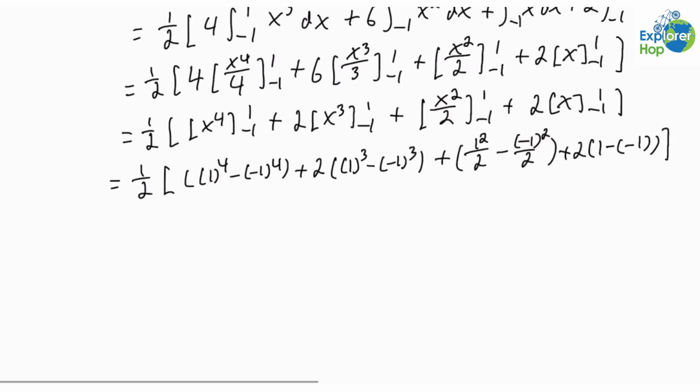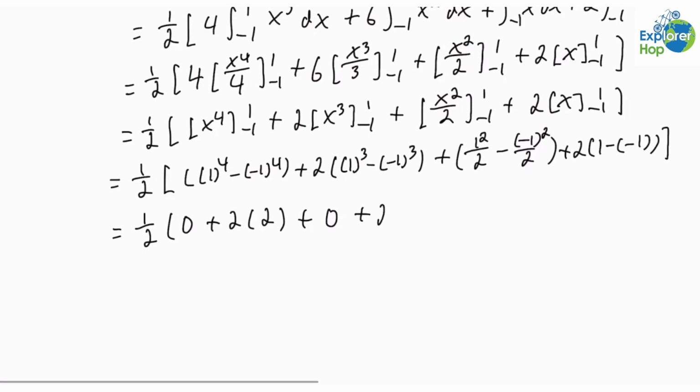And this is equal to 1/2 times 0 plus 2 times 2 plus 0 plus 2 times 2, which gives us 1/2 times 8, which is equal to 4.